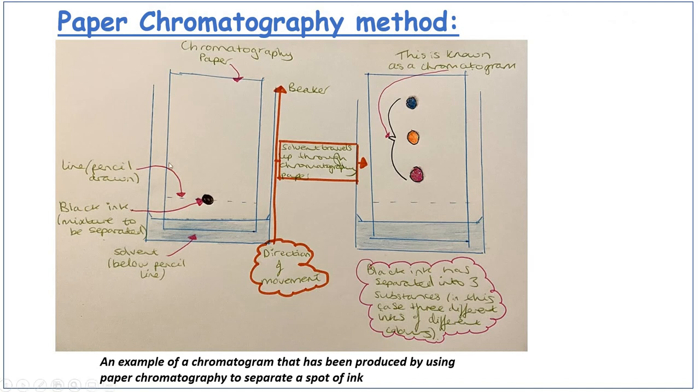So you can see here you've got the chromatography paper, you have your spot of ink, and a line drawn in pencil so it doesn't dissolve in the solvent. You've got a solvent here, and the solvent moves up the chromatography paper and separates the solute out into different components. So this black ink has been separated into three substances. So there's three different colours of ink.